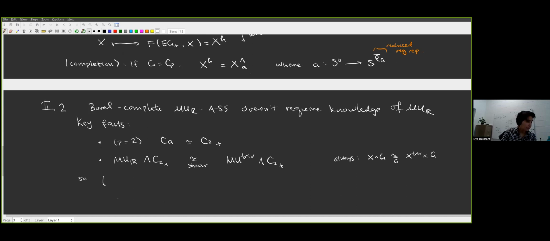So let's start with the thing that we know something about. My claim is that the MU_R-based Atiyah spectral sequence that has been Borel completed comes from this object, and this does require some work to show that it actually is the right thing. So we show that this gives the same spectral sequence, starting with the E2 page, as the thing we want.